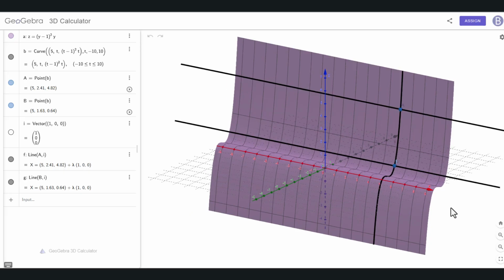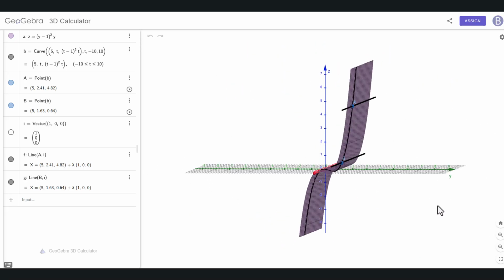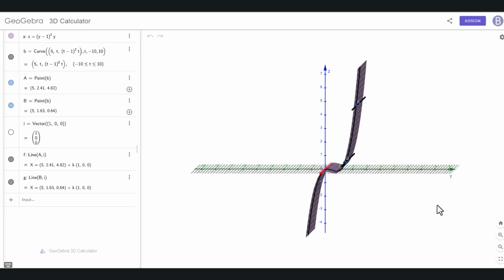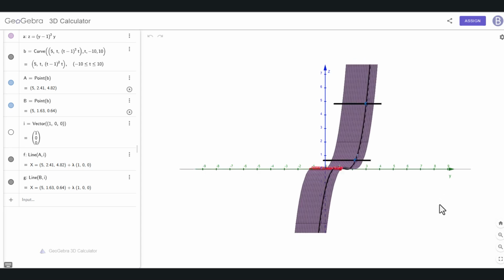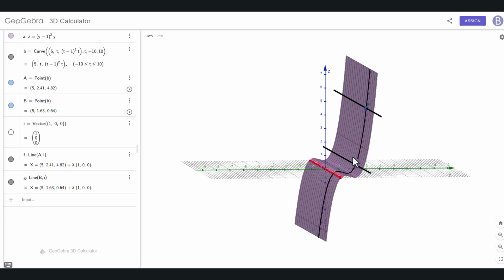I have another example of a cylindrical surface in GeoGebra. You can identify visually that it should be cylindrical because there's a pretty clear curve that parallel lines, the rulings, go through. The equation for it is written over here.